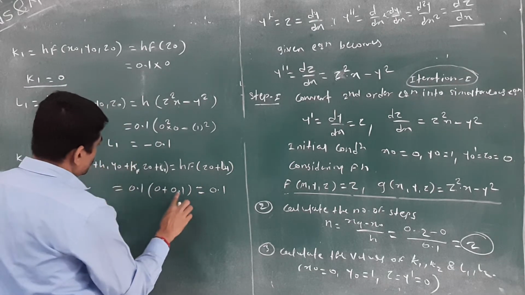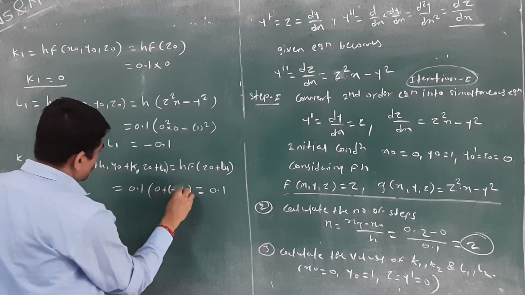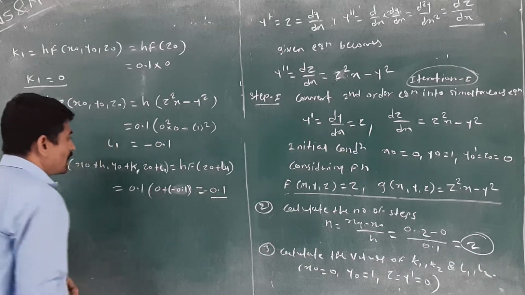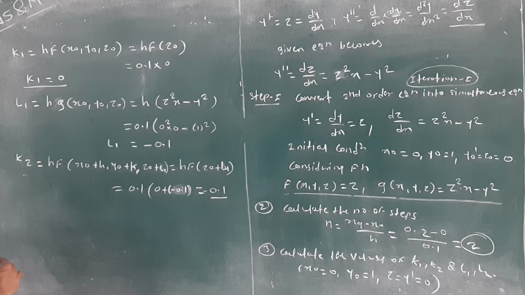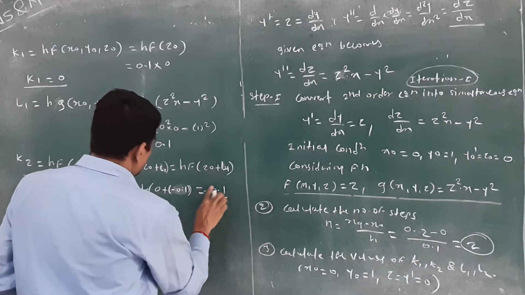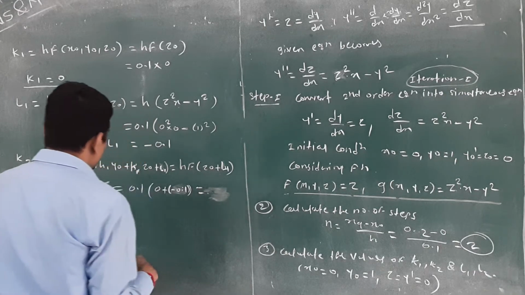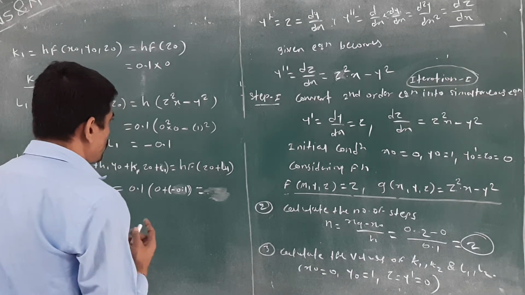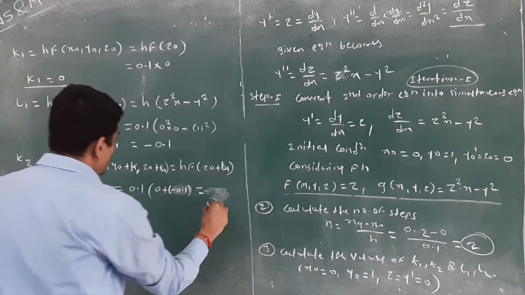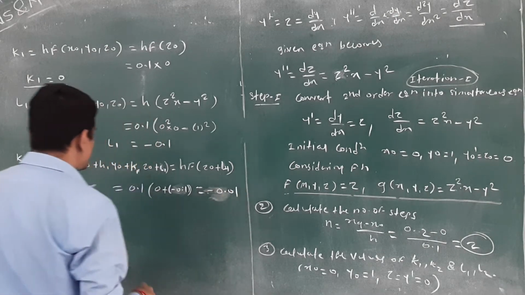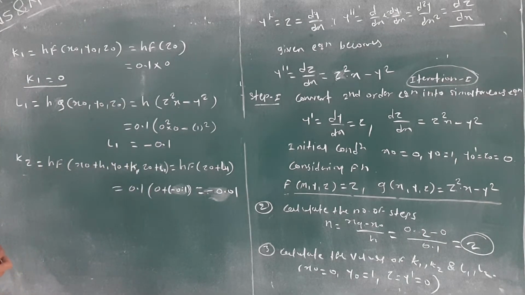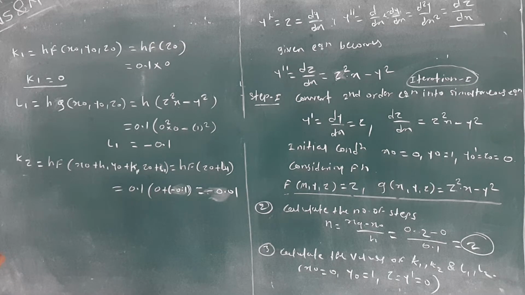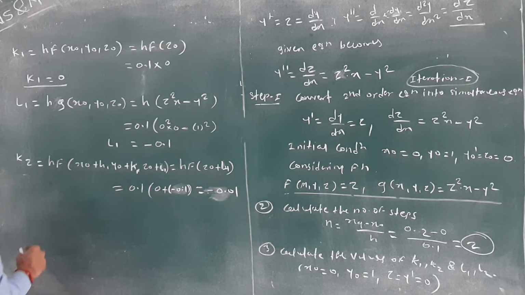L1 is, we have calculated, minus 0.1. Then what will you get for K2? Check that: this is minus 0.1 and here it is 0.1. You will get minus 0.01. Okay, they have calculated that 0.1, then you will get 0.01.